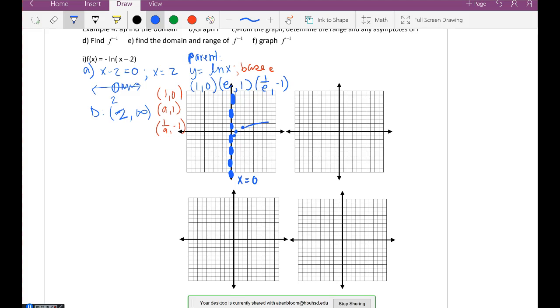All right, here is, try not to touch your asymptote. Make your dots bigger if you don't think I can see them.